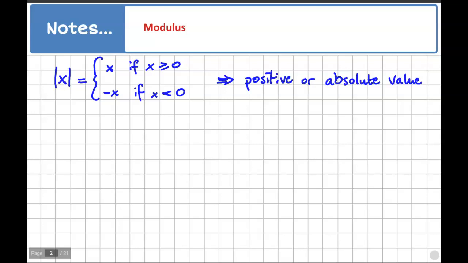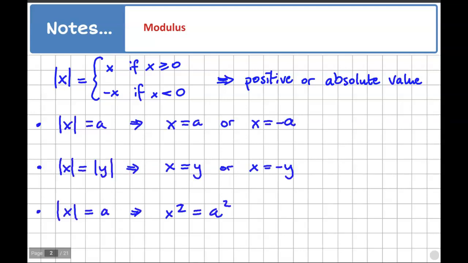And the idea behind this is that whatever is inside those vertical lines, which form like brackets, you're just taking the positive version of it. Okay, so we're wanting the absolute value or the positive value. So if x is positive, then it's just going to be x. If x happens to be negative, then in a sense you're taking the negative of that negative, which, if you think about it, negative over negative is positive. What I've written there is the formal definition.